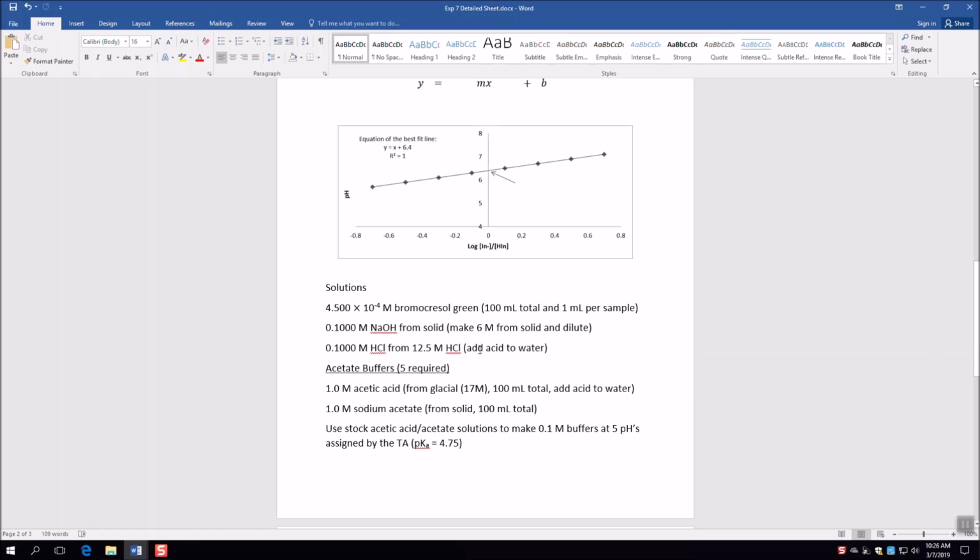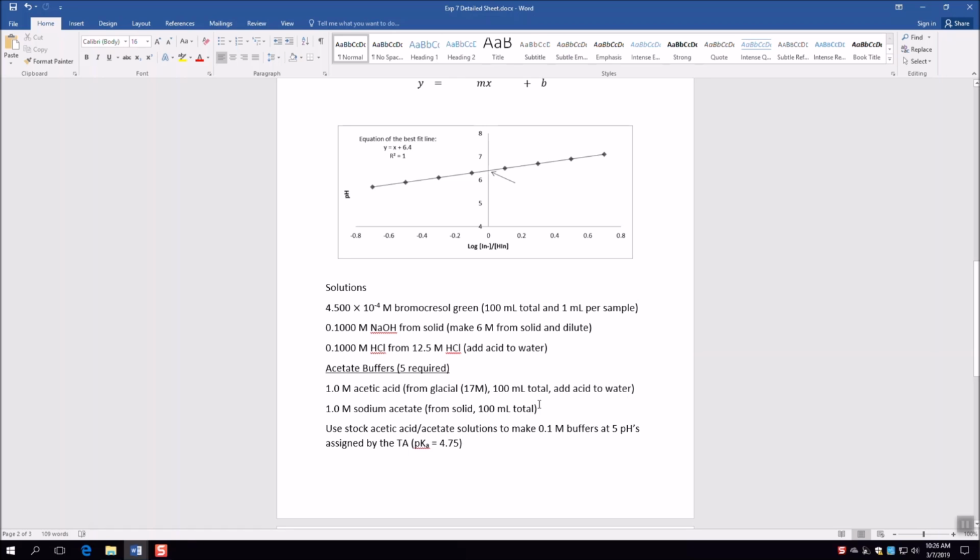Additionally, to make your acetate buffers, we're going to make buffers at different pHs, and those pHs will be assigned to you, and we're going to show you how to do this in a minute. You're going to need to start by making 1 molar acetic acid from 17 molar. You need 100 milliliters of that, and again, add your acid to water, not your water to your acid. Note, we're not going to go over how to make this solution, so make sure you have the C1V1, C2V2 before you get to class. All right, and then you need 1 molar sodium acetate. Sodium acetate's a solid, so you're going to have to look up the molar mass there, and you want to make 100 milliliters of that total.